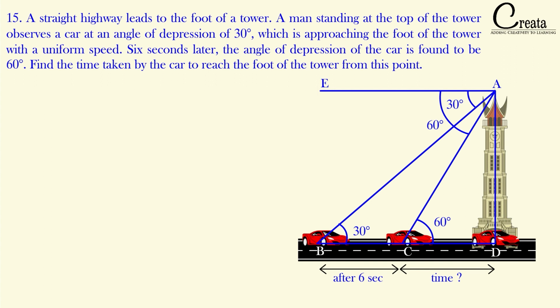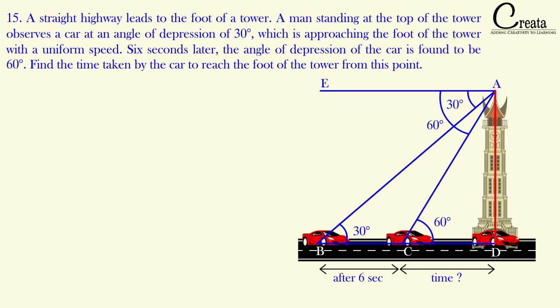Are you able to observe two right angle triangles in the figure? Here the triangle ACD is a right angle triangle and the triangle ABD is the right angle triangle. For the triangle ACD, our trigonometric angle is 60 degree, and for the triangle ABD, our trigonometric angle is 30 degree. Here if you observe, both the triangles are sharing the common side as AD. Here AD is common in both the triangles.